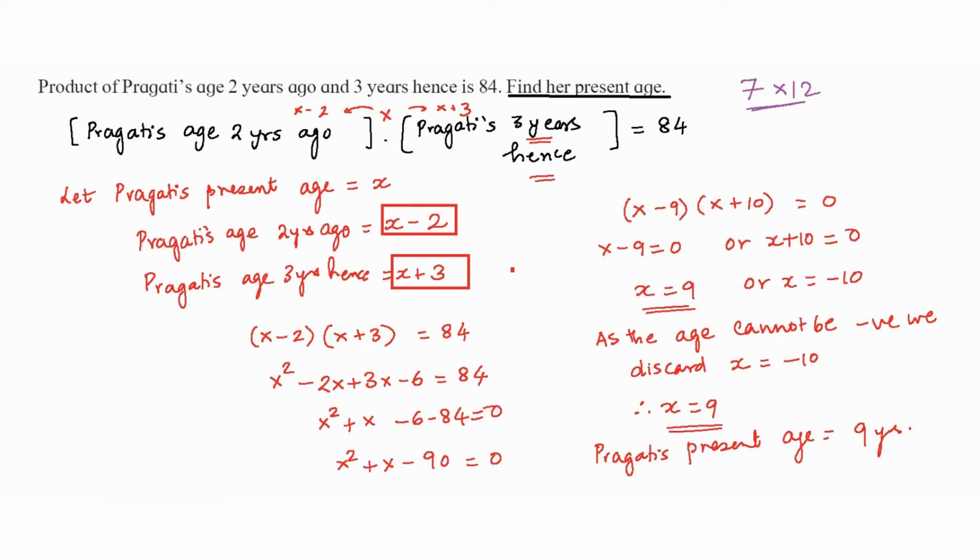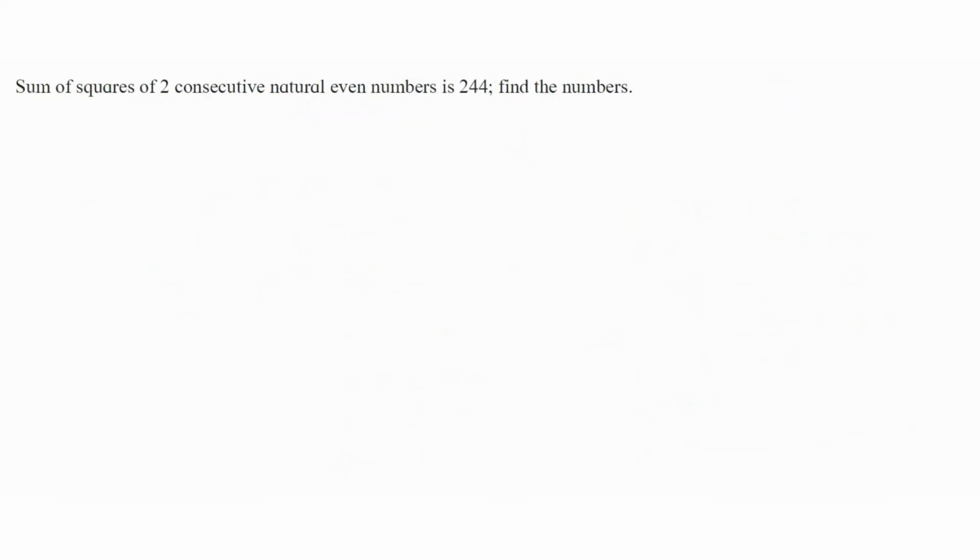Moving on to the next question. Sum of squares of two consecutive even natural numbers is 244. Find the numbers. So what are the important points over here? Squares. So we have to find the squares. Sum of squares. So we have to add those two squares of two consecutive natural even numbers.